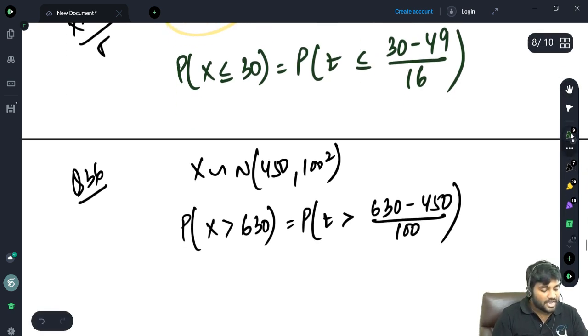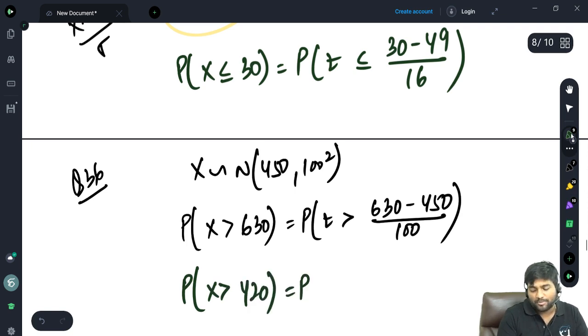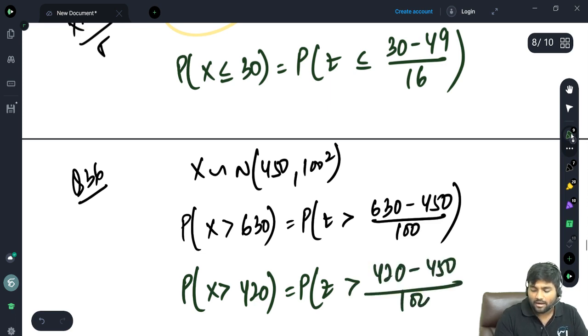Next, if the insurance company will not recruit anyone scoring below 420, what percentage of the persons taking the test would be acceptable to the company? So probability x is greater than 420. So this is probability z is greater than 420 minus 450 by 100. Please solve and get the answer.